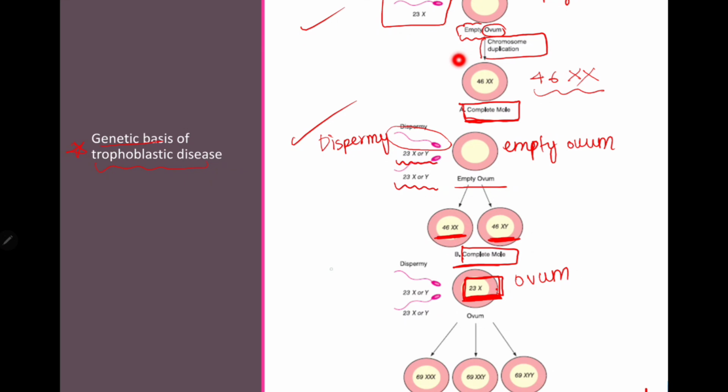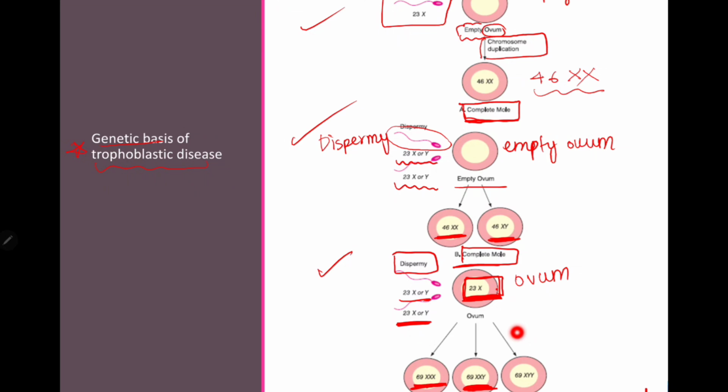Now again, it can be fertilized by dispermy, that is 2 sperms. So this ovum can be fertilized by 2 sperms. One sperm either 23X or Y and the next sperm either 23X or Y. Now, what are the 3 possible scenarios which can occur? 23 plus 23 plus 23. If all 3 are X, that is the first scenario, 69XXX. 23 plus 23 plus 23 with X and Y is going to be 69XXY.